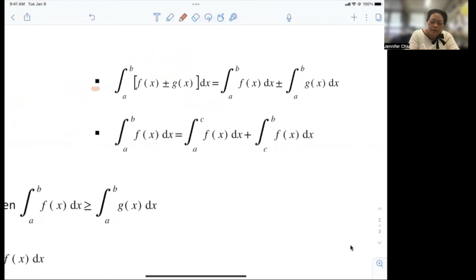This is to remind you that you can add and subtract integrals like you did with indefinite integrals. This is definite integral because we have numbers here. Our indefinite integrals don't have numbers there, but you can still add and subtract integrals nevertheless. And then this other one is kind of interesting.